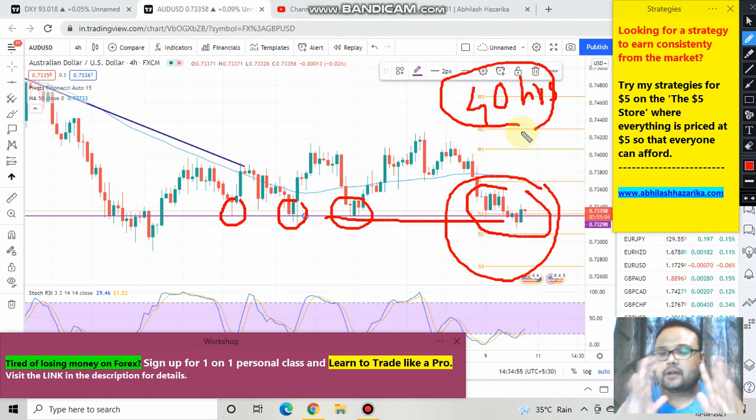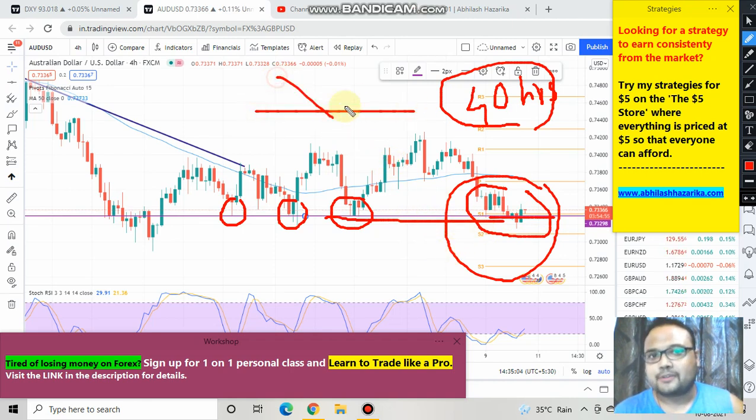If you're confused, let me say again: market is standing at support, and generally the thumb rule of the market says buy at support. Market bounces from the support level, but you can see the market is not bouncing. Market is standing at the support level for 40 long hours, which means that market does not have the strength.